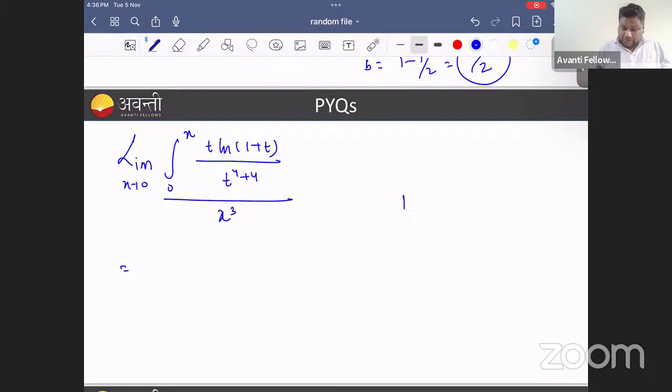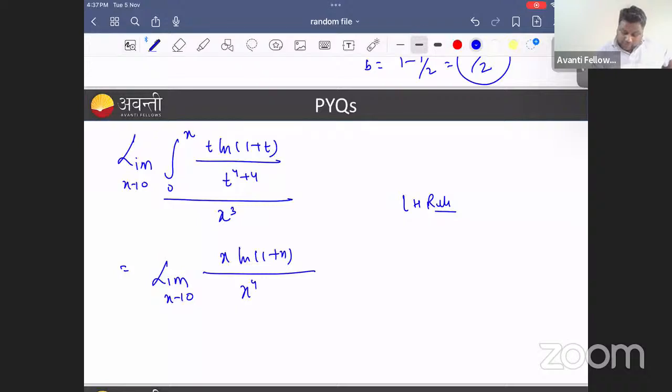See, we will use L'Hospital's rule because it is a 0 by 0 form. So it will be limit x approaches to 0. Derivative in the numerator, it will be x ln of 1 plus x upon x to the power 4 plus 4 into x squared the derivative 2x. Correct? This x cancelled. Now if you want to put x equals to 0, numerator will become 0. Denominator will be something like 4. So answer is what? 0. Got it?